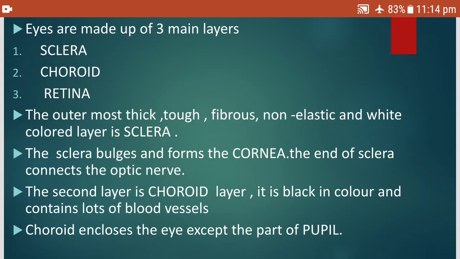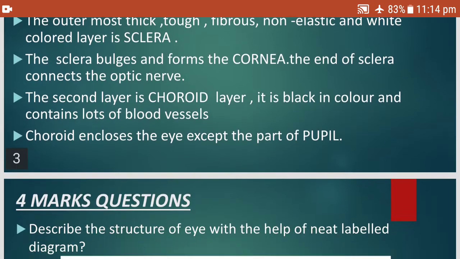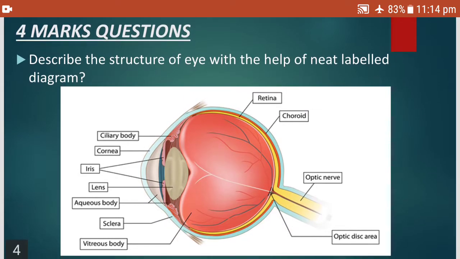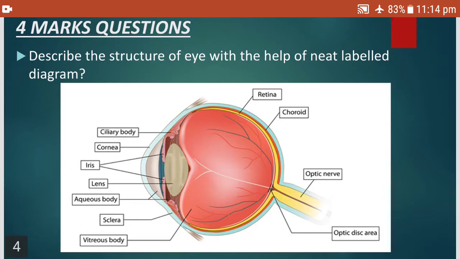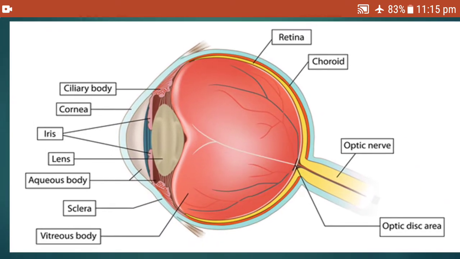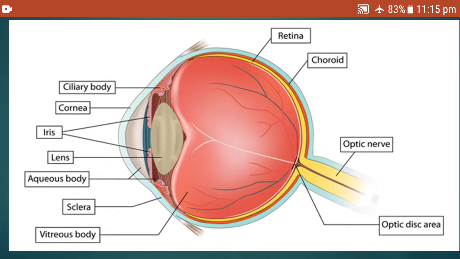First, we will start with the structure of the eye. What is the internal structure of the eye? Do you remember the structure of the eye which I showed you before? Yes, describe the structure of the eye with the help of a neat label diagram. Now, if you observe this slide carefully, you will see that the outermost layer of the eye is sky blue in color.